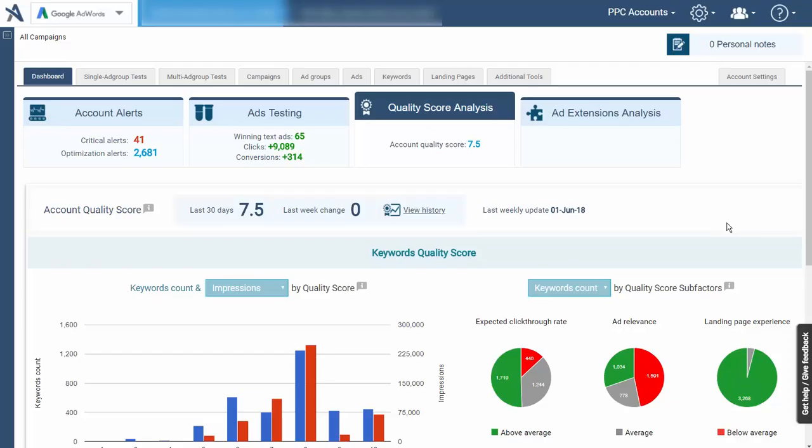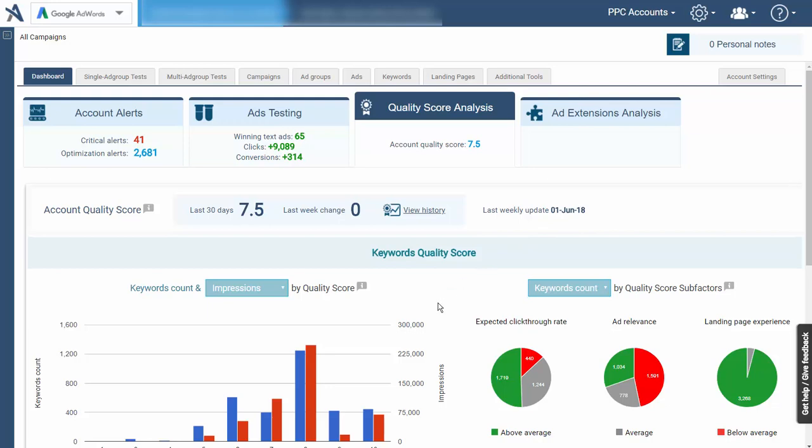In this video, we're going to look at how to use the tools to monitor, diagnose, and improve quality scores. So if you're on your dashboard, you can click over to the quality score analysis and you can see your account level quality score. This is impression weighted across the account. You can then see any changes from the previous week, see the history, and see the last update dates.